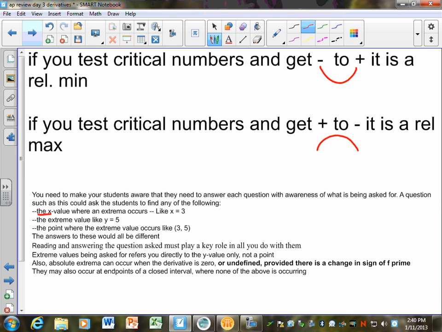Give me the x value where the extrema occurs. That's what we're checking when we do the first derivative test. We're checking the x values. So you would say the relative max occurs at x equals 3. If they actually want the max or the min value, if they ask you for the relative max or the relative min or the extreme values, you're giving the y value that you get when you plug back in. Like, my graph has a maximum of 17 when x equals 3. If they ask you for the point, then you give both the x and the y.